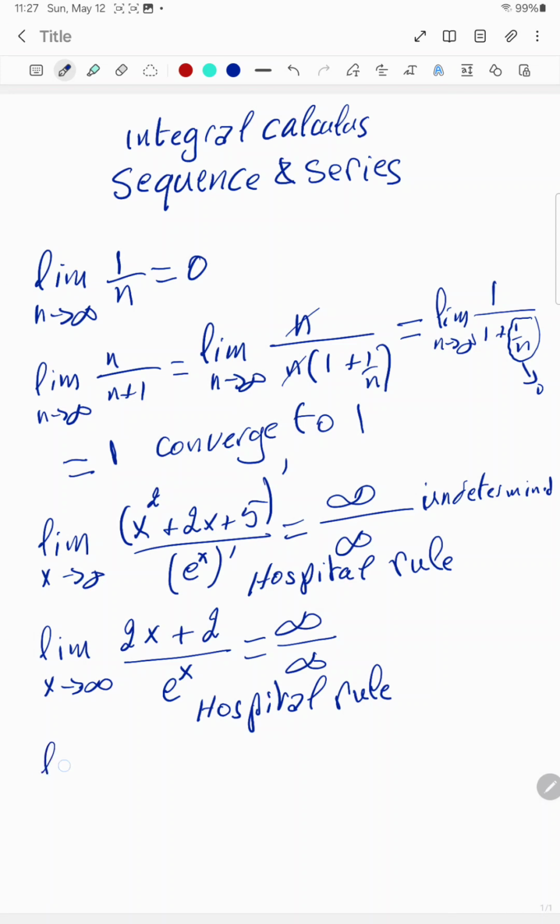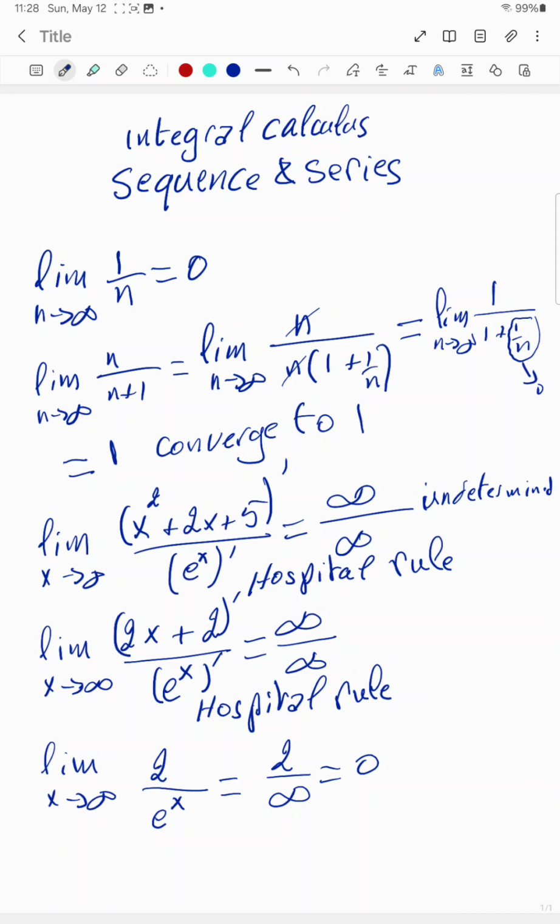So I would do the limit when x goes to infinity, the derivative of the numerator divided by the derivative of the denominator. Derivative of 2x is 2, derivative of 2 is 0, and the derivative of e to the power of x is e to the power of x. And this becomes 2 divided by infinity, which is equal to 0. And we say that the series converges toward 0.